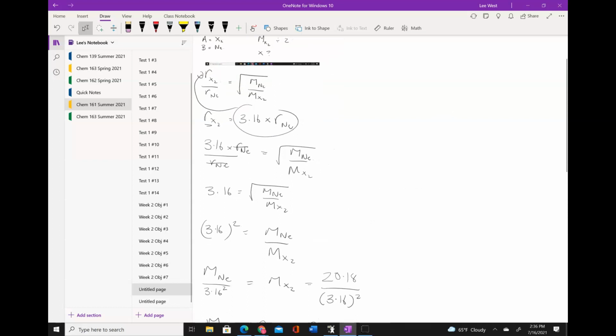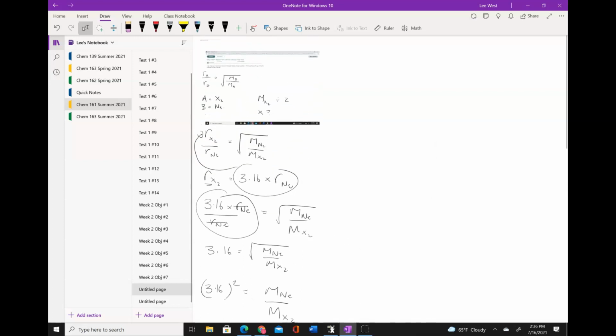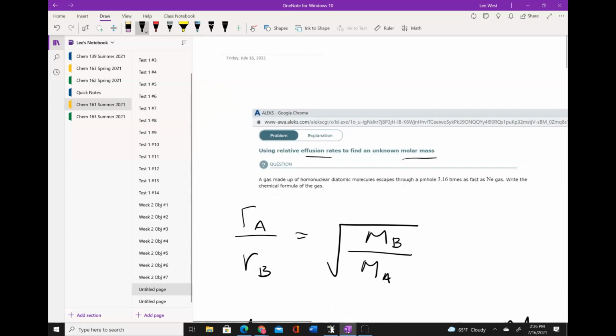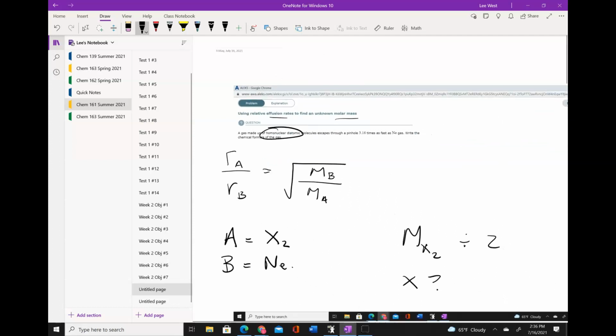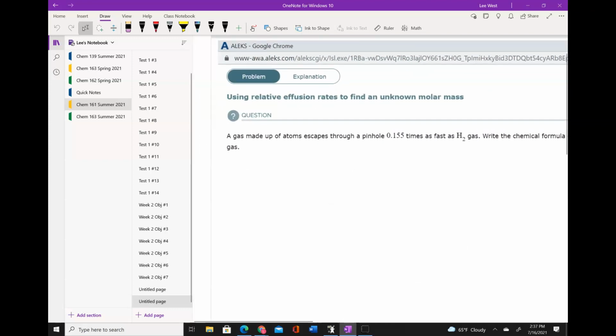Okay, so a few little tricks in there. Probably the big one is recognizing how we use the ratio of the rates there, and then also being mindful that the problem was asking about a homonuclear diatomic gas. So once we did get the molar mass of our gas, we had to halve it in order to find the identity of it. Okay, now let's have a look at this one.